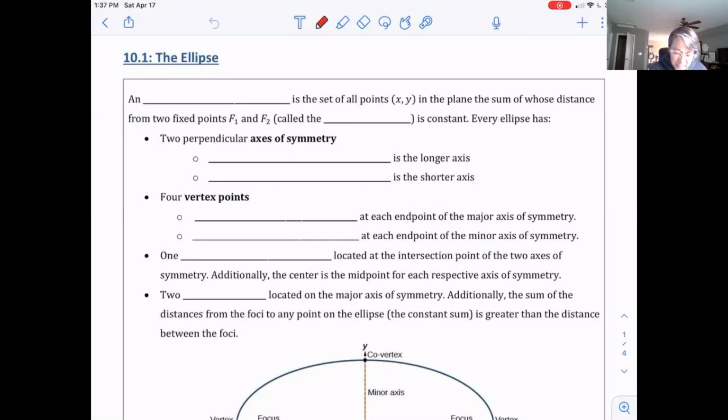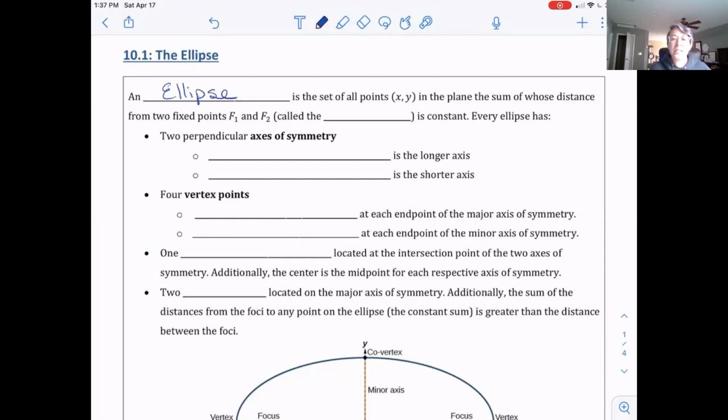Okay, so today let's focus on the ellipse. An ellipse is a set of all points x, y in a plane whose sum of the distance from two fixed points, F1 and F2, we call them foci, is constant. That just sounds very wordy, doesn't it? Let me show you a quick clip.